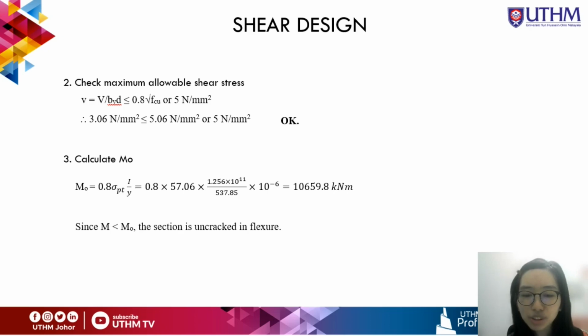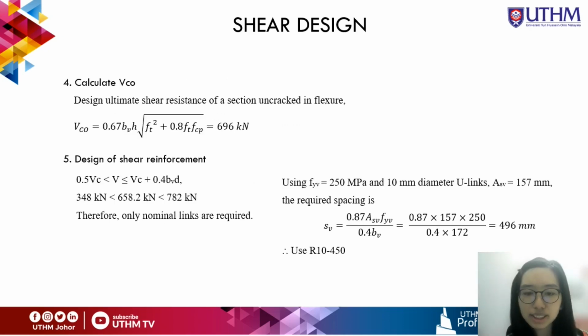The third step is to calculate the moment which produces zero stress at the extreme tension fiber. Since the design moment is less than Mo, the section is uncracked in flexure. The next step is to calculate the design ultimate shear resistance of a section uncracked in flexure, which is 696 kN.